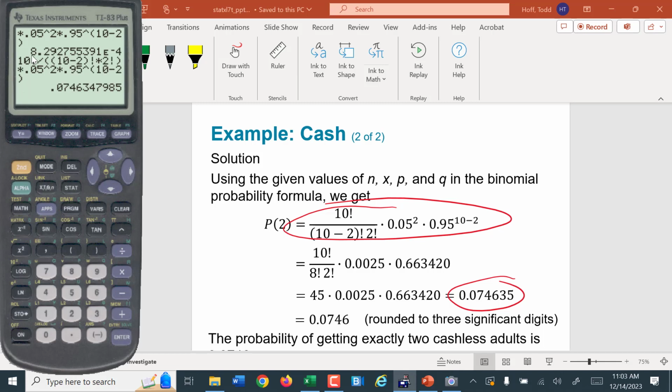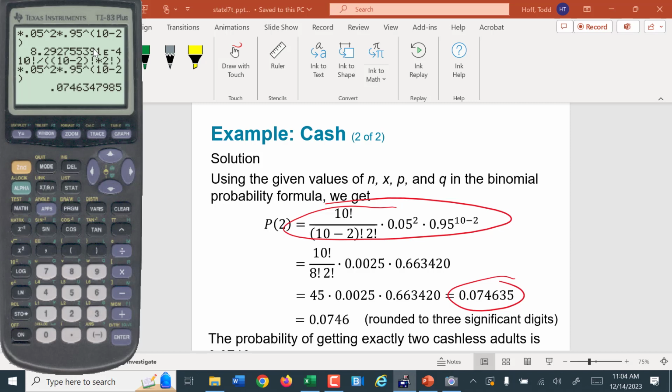Now this number, what it shows up here, the 8.29, that's not a legitimate probability. You can't have a probability bigger than 1, but you see over here it's e negative 4. That's scientific notation. So that's saying times 10 to the negative 4th. So that decimal point would have to move 4 spots to the left. So what that's really trying to say is 0.000829 probability. So if you see that pop up on your calculator of e negative 4, remember that is scientific notation. You have to make that conversion in order to report your answer. So that's the probability that exactly 2 are cashless.